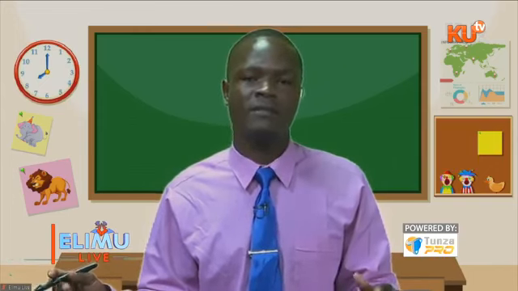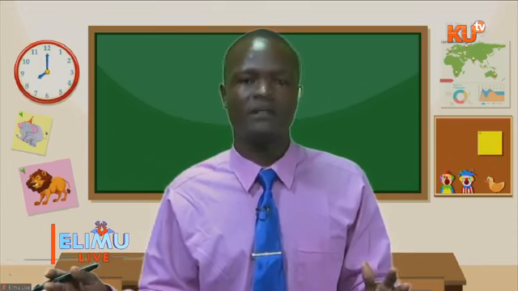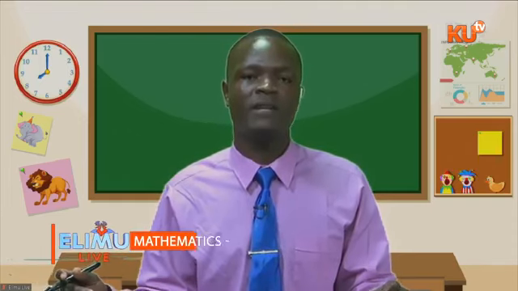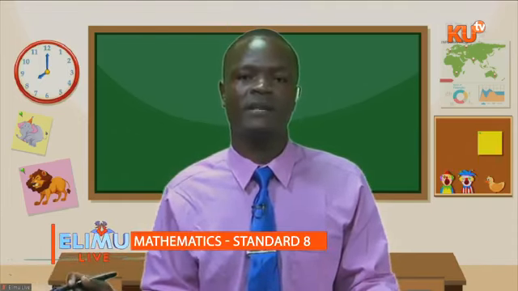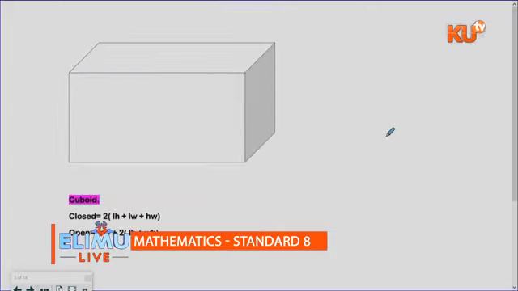So you just find the area of a square, whereby you multiply side by side, then you multiply by 6. And if it is an open cube, then you multiply side times side, and then times 5. Okay. The next one is a cuboid.